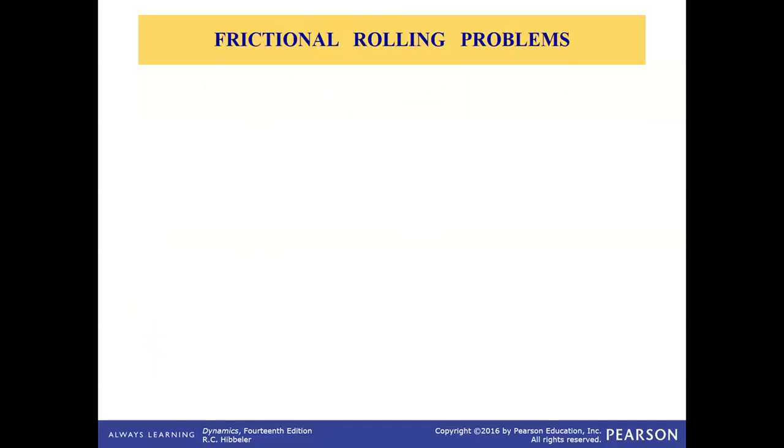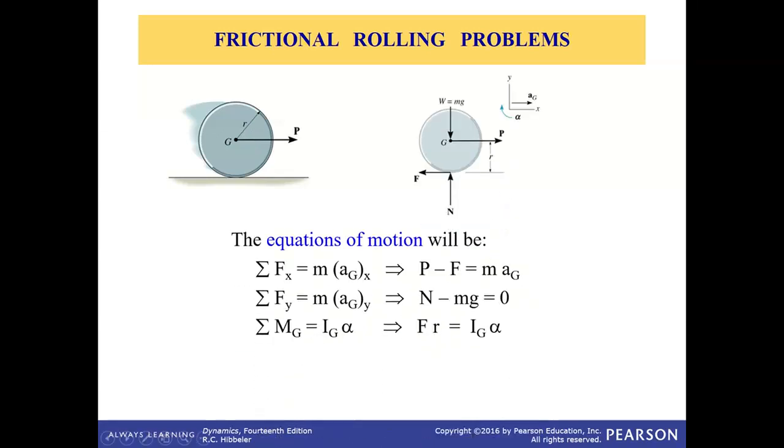And now we come back to our previous problem of a wheel that rolls without slipping. So how do we solve such a problem? So consider this wheel on which force P is applied, G is the center of mass, and R is the radius. And this is the resultant free body diagram of the wheel.